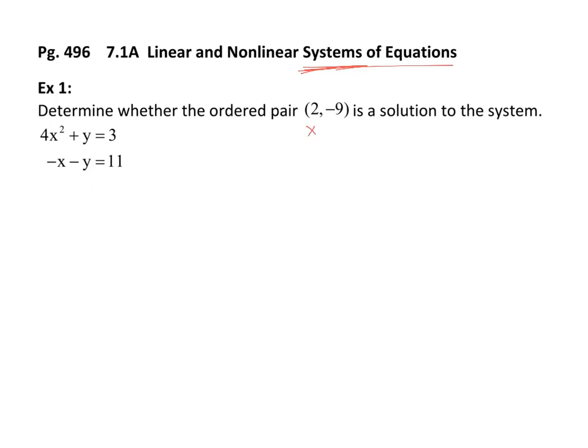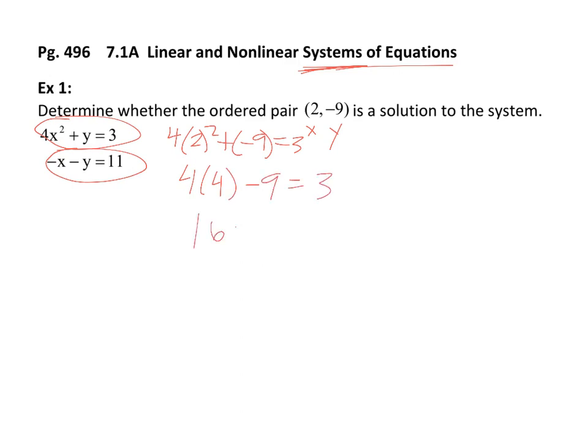In order for the ordered pair to be a solution, we plug the x and y values into both equations. And if the equality works out to be true for both, then it is a solution to the system. Let's plug it into the first equation. We have 4 times 2 squared plus -9 is equal to 3. So I get 4 times 4 minus 9 equals 3. 16 minus 9 equals 3. I get 7 equals 3, and that is false.